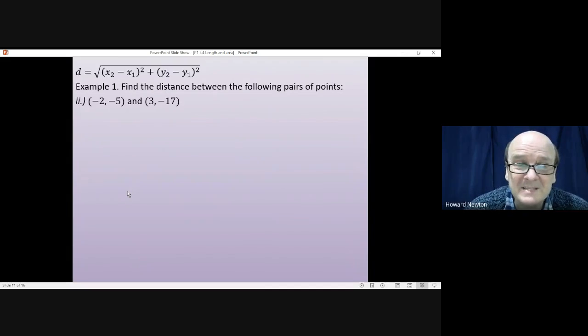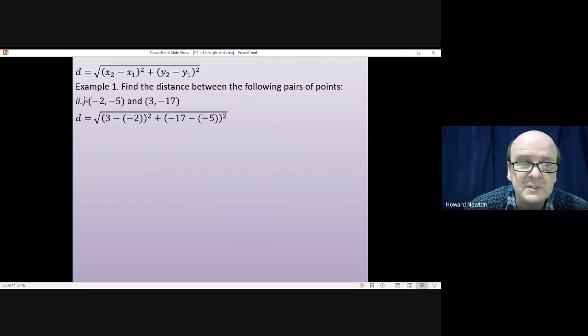The second example, as I said, just work carefully with the minuses. In terms of which point you take away from which, I could do the second point take away the first point, and that is what I'd normally do. But equally, I could do the first point take away the second point. It doesn't matter which order you do. The thing that does matter is that you're consistent for both the x and the y coordinates. If you're doing the second one take away the first one, you must do that for both coordinates. Or if you're doing the first point take away the second one, that is fine, but you must do it for both coordinates.